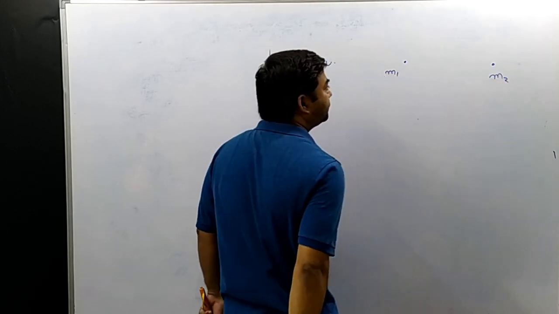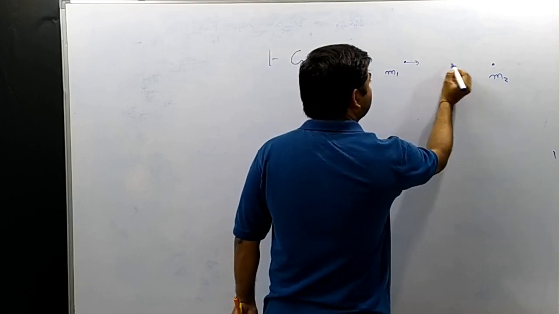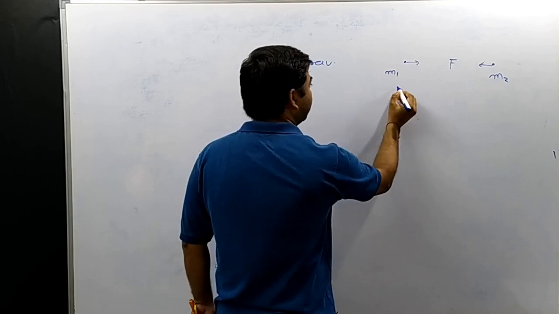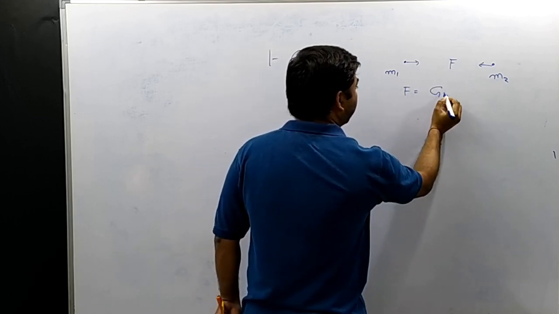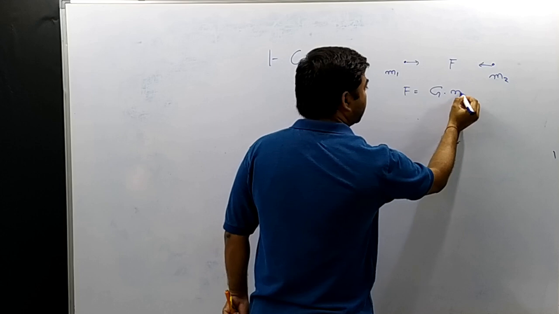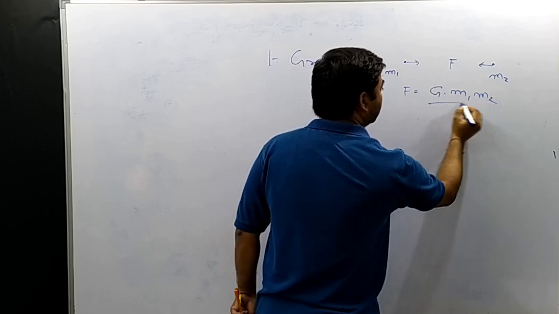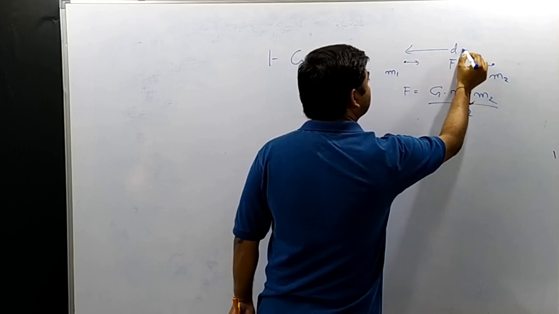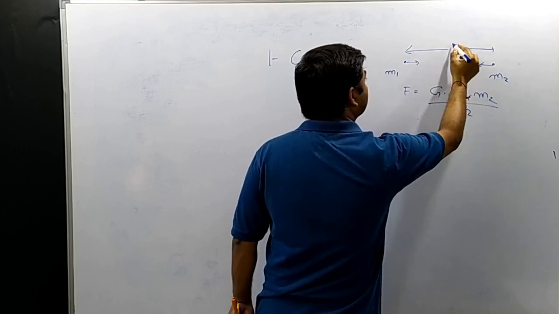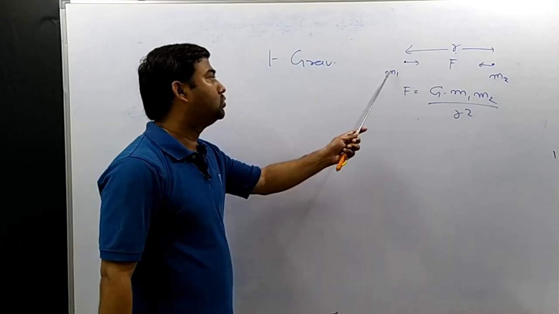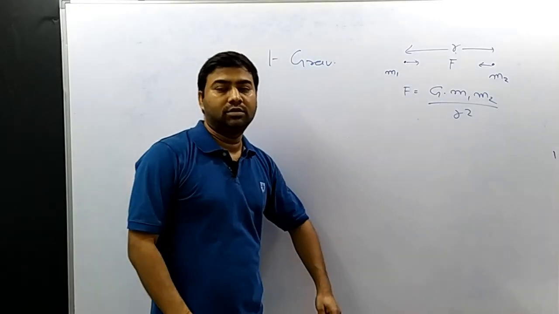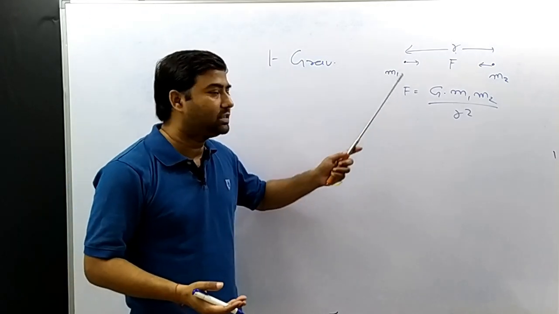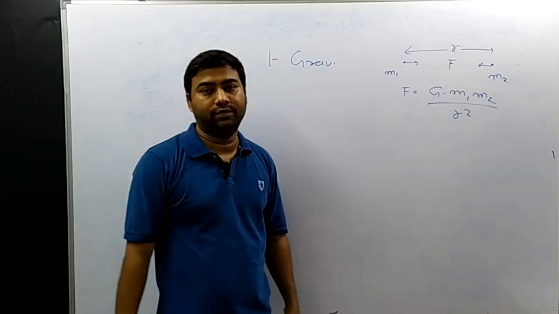and m2, they attract each other with the gravitational force, and this gravitational force is given by gravitational constant G m1 m2 by r square, where r is the distance between these two point masses. That is the law of gravity, gravitational force, and this gravitational force is always attractive.